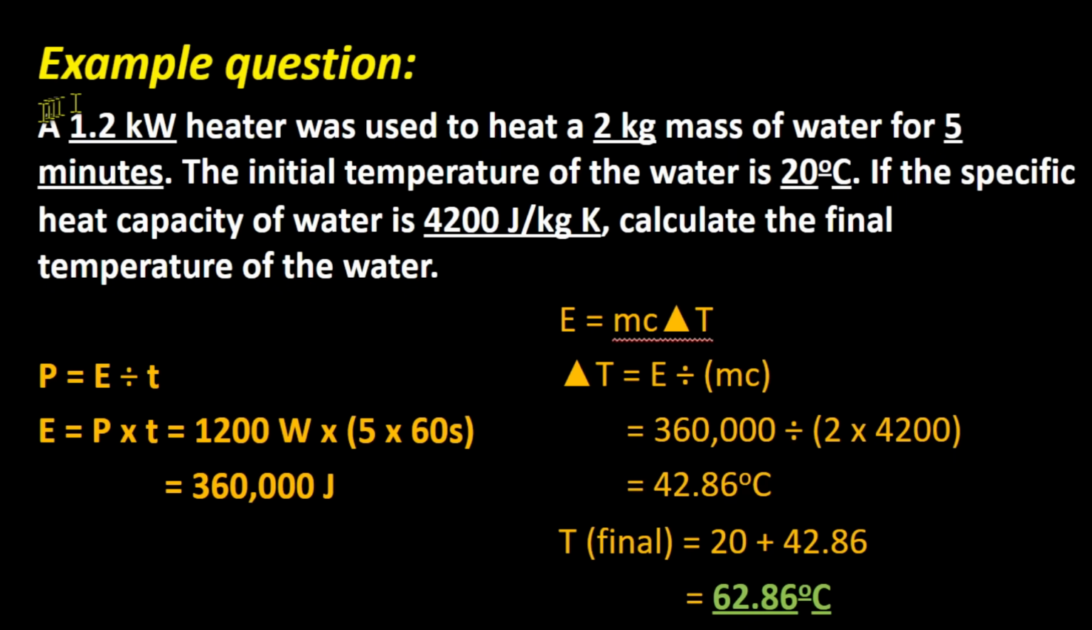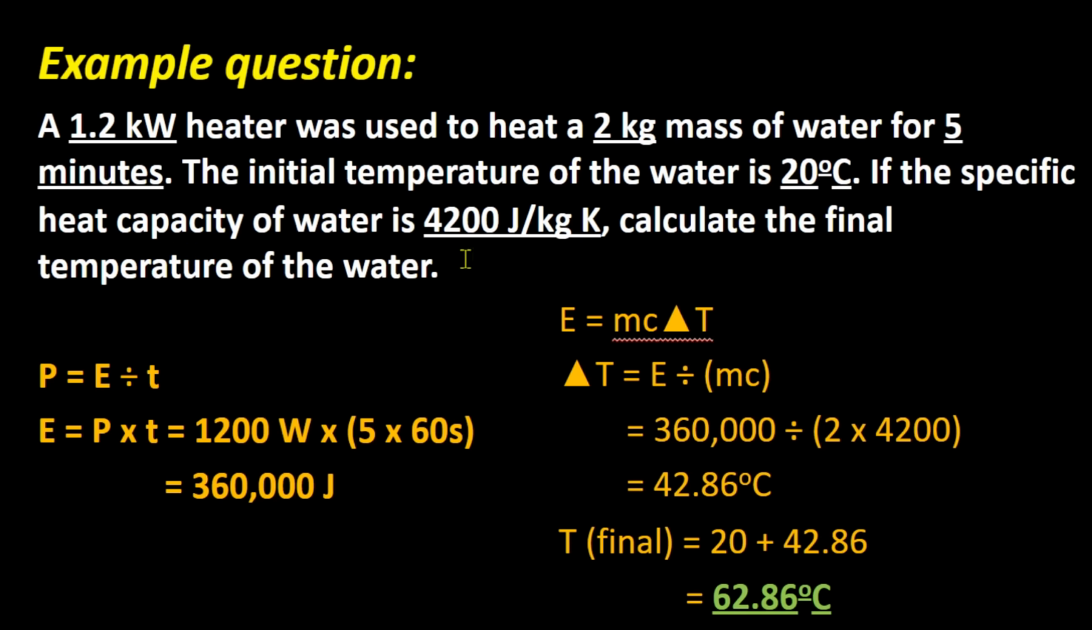Here we have an example question. A 1.2 kilowatt heater was used to heat a 2 kilogram mass of water for 5 minutes. The initial temperature of the water is 20 degrees Celsius. If the specific heat capacity of water is 4200 joules per kilogram Kelvin, calculate the final temperature of the water.